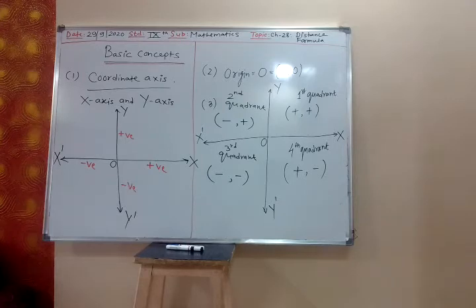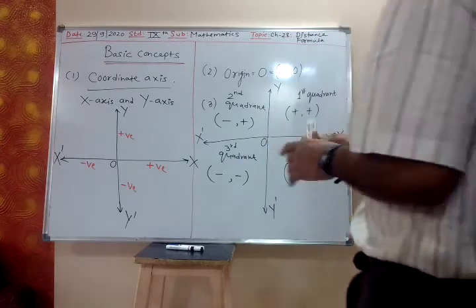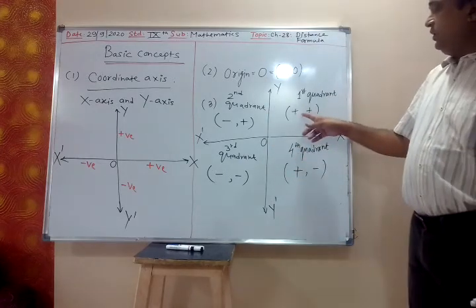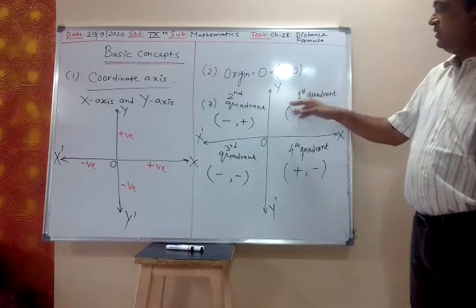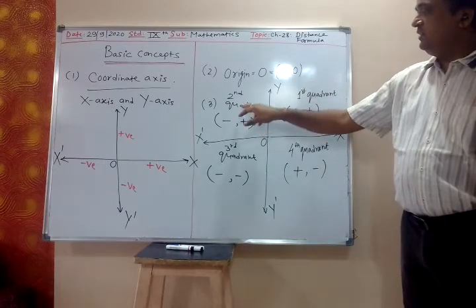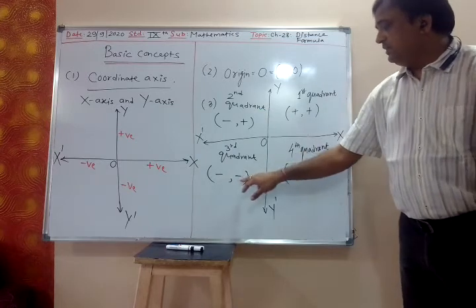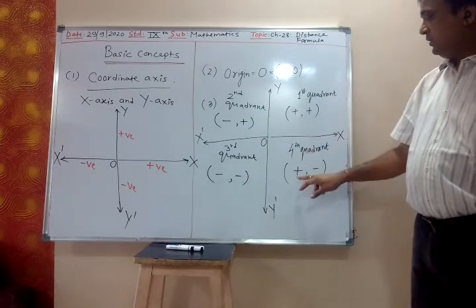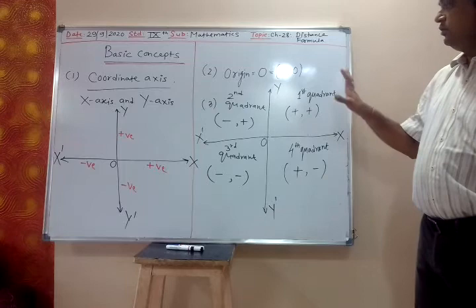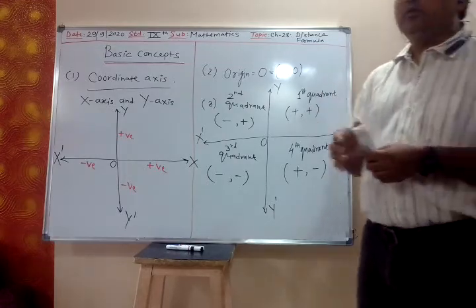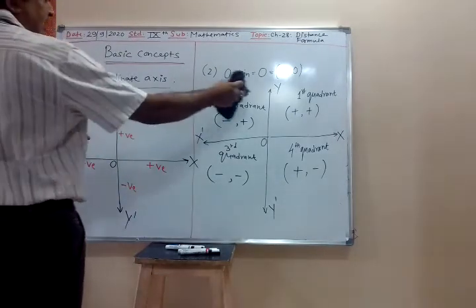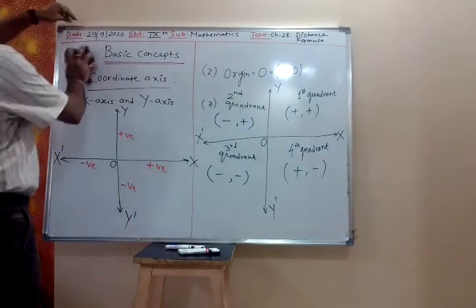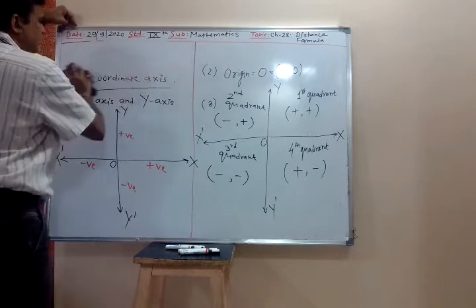Now it is clear, right? So you have to always remember this. Whenever the point has plus plus sign, it will lie in the first quadrant. Minus plus sign, it will lie in the second quadrant. Minus minus sign, it will lie in the third quadrant. Plus minus, it will lie in the fourth quadrant. So whenever you have to locate a point on the coordinate axis, you have to take care of the quadrant.